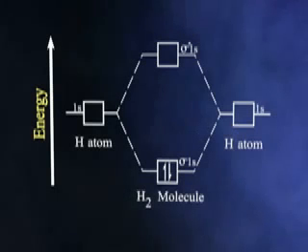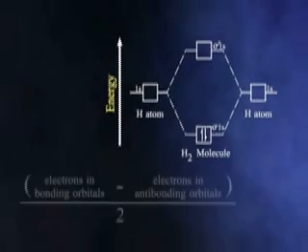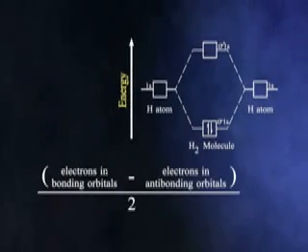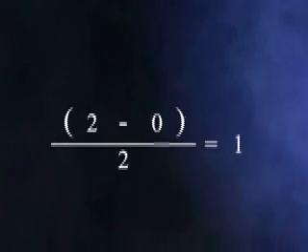We can use the relative numbers of electrons in bonding and anti-bonding orbitals to determine the bond order. Bond order indicates the strength of the bond and is equal to the number of electrons in bonding orbitals minus the number of electrons in anti-bonding orbitals, divided by 2. The hydrogen molecule has 2 electrons in its bonding molecular orbital and has no electrons in the anti-bonding molecular orbital. Therefore, its bond order is 1.